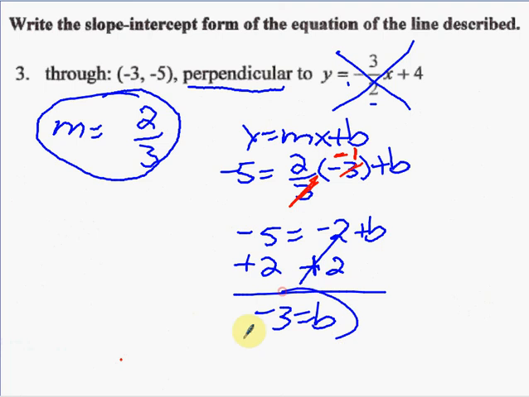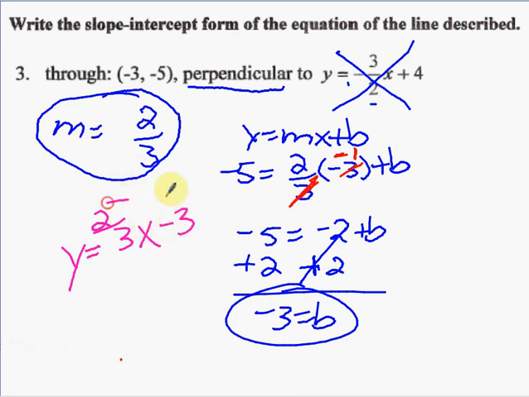So we have both things we need, slope, y-intercept. We'll write the equation in pink because it looks different. So y equals 2/3, that's our slope, x minus 3 is our equation. Okay, the only difference between this and the other 2 problems was that we had to flip our slope and change the sign. Alright, we're going to look at one more problem.